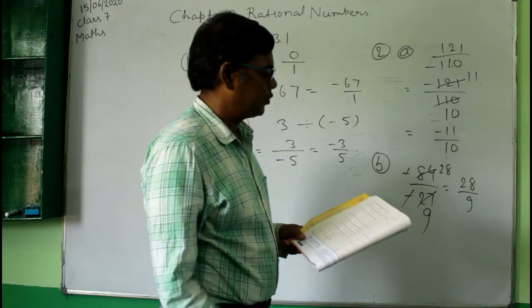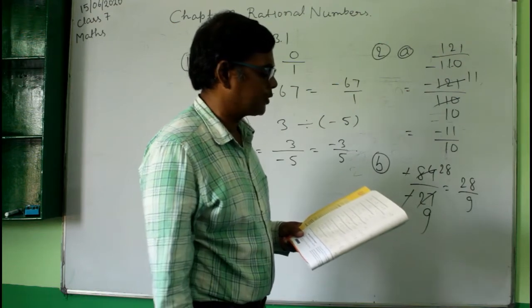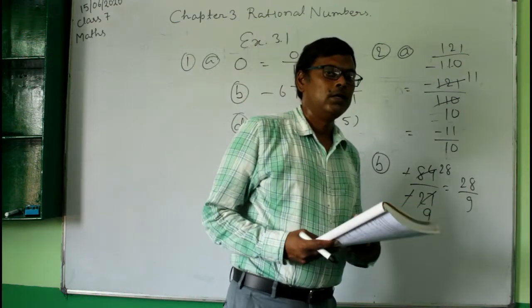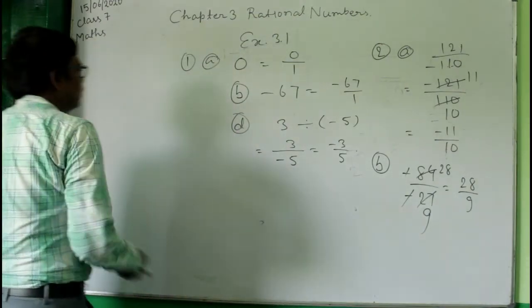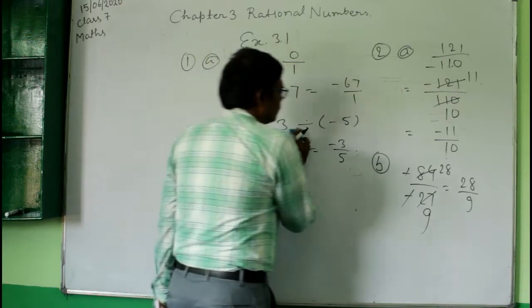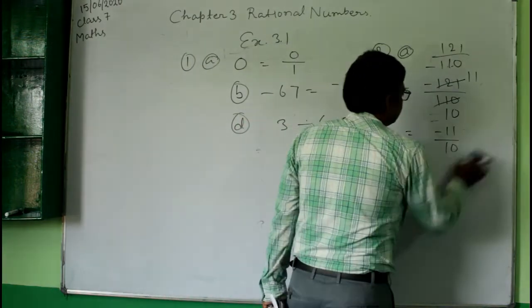And next, number 3. Write 3 equivalent rational numbers for each of the following. Equivalent rational numbers means the numbers which represent the same point on the number line.